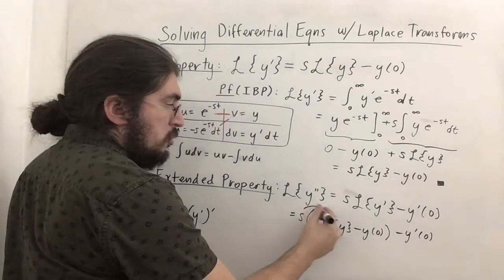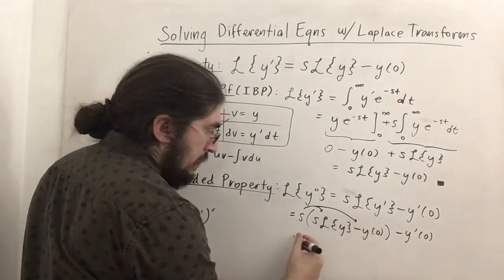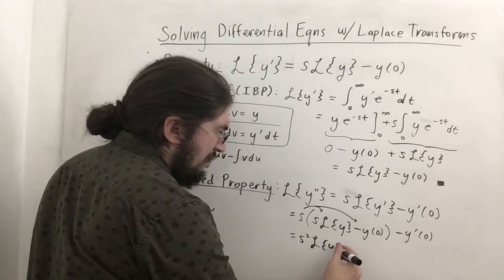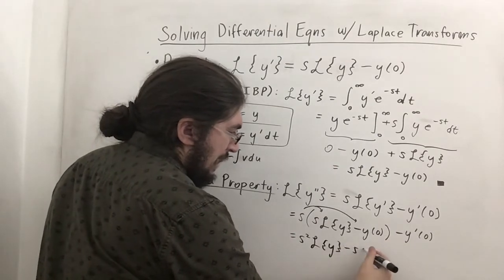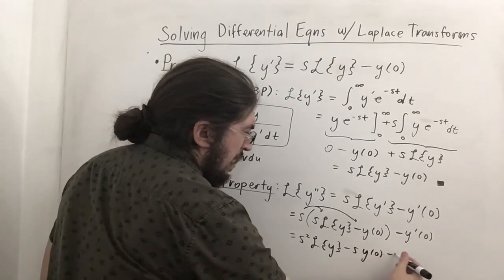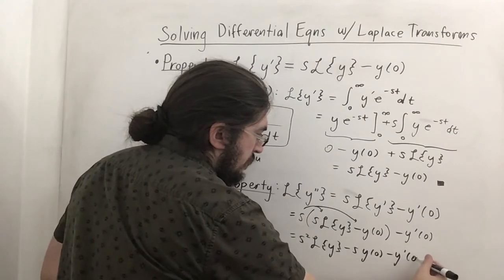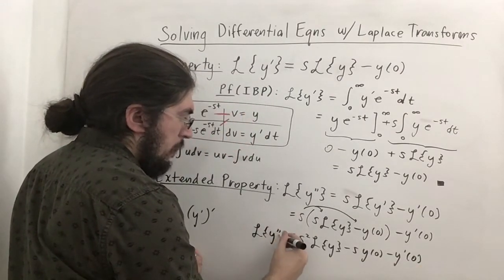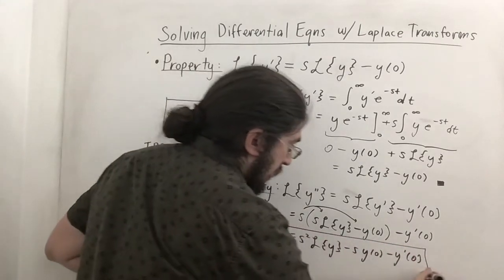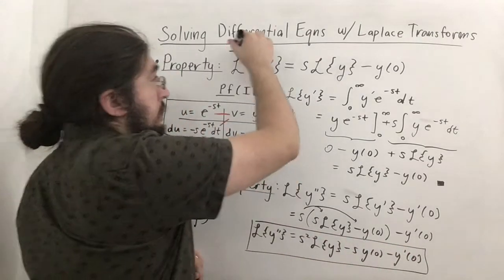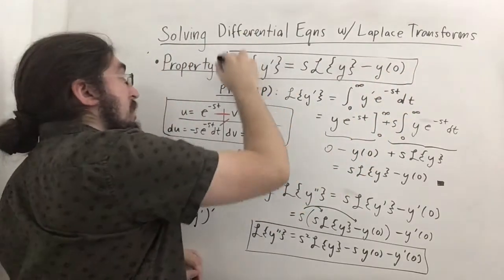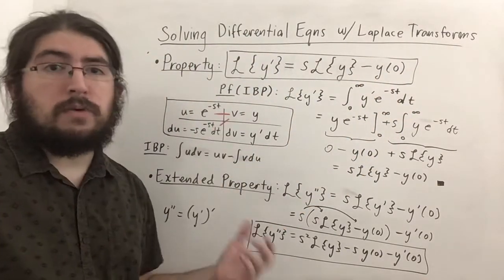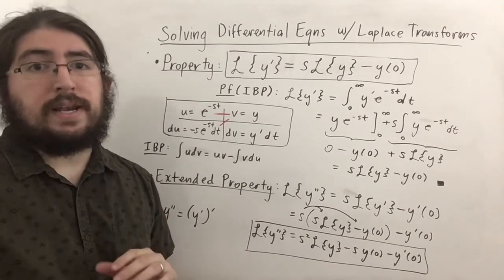So in total, after distributing this s into these, we get that this whole thing is just s squared Laplace of y minus s times y of 0 minus y prime of 0. So this is Laplace of y double prime. Awesome. So we have these two properties here that we'll be using extensively throughout this video. Now we're going to see an example right now where we'll actually use both of these. So let's take a look at that example right now.